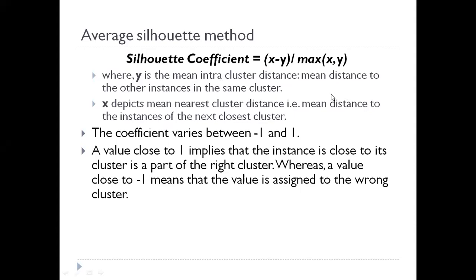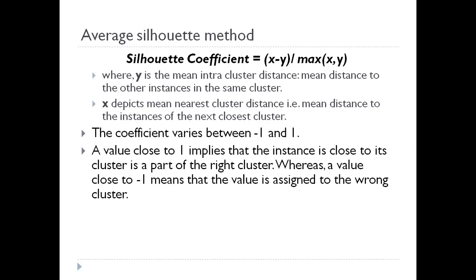So, the mean distance to the other instances in the same cluster. Within the same cluster, you're calculating the mean distance. Here, in the denominator, you'll be taking whichever value is the maximum one. So the value of this silhouette coefficient varies from -1 to 1. If the value is 1, it says that the instances are very close to each other, which means that we have a very good cluster.